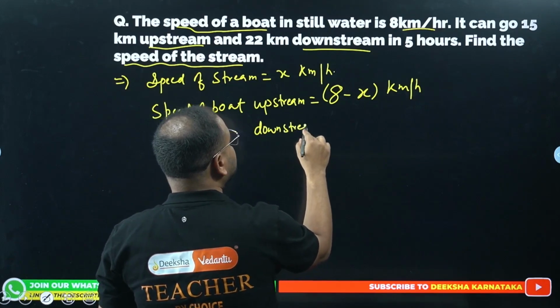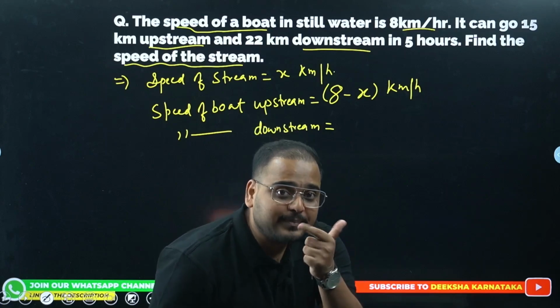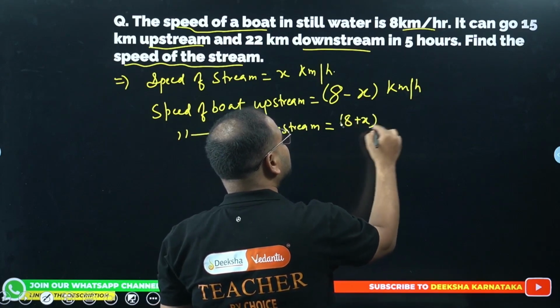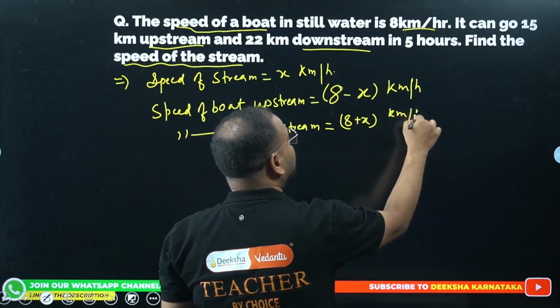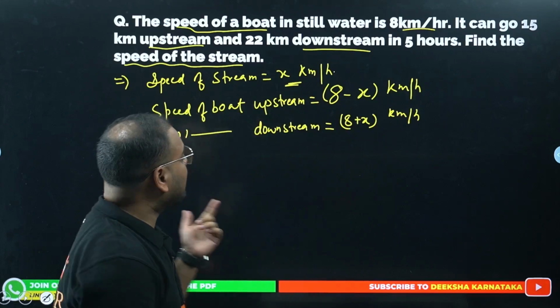So just opposite. This time I will speed up by what factor? By the factor of speed of stream. So this will become 8 plus x kilometer per hour. I have taken the speed of stream to be x kilometer per hour. Now the rest of the question.